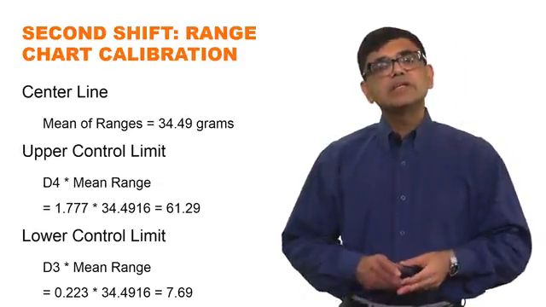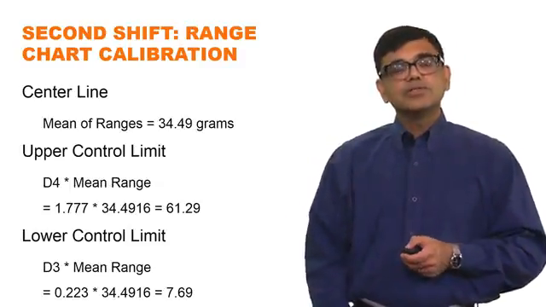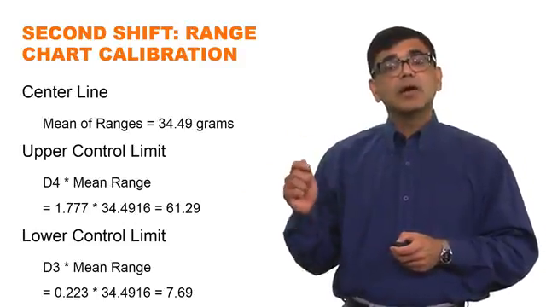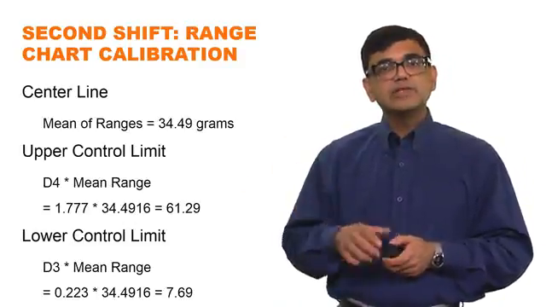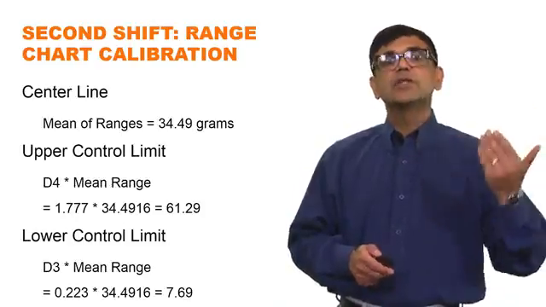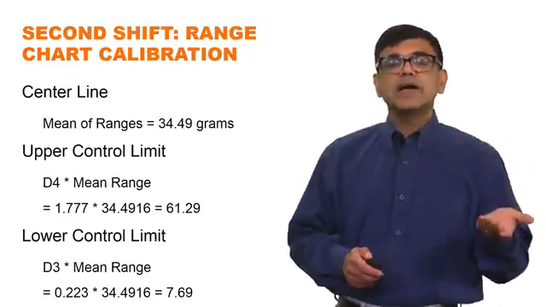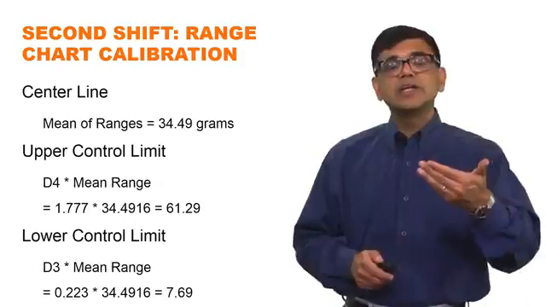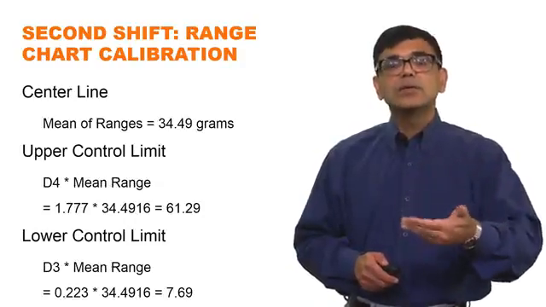And the first thing that you would want to check is go back and look at all of the ranges, the 25 ranges that you have for second shift, and do they fall between these two? And what you'll find is that they do. So we can take these control limits and depend on them.